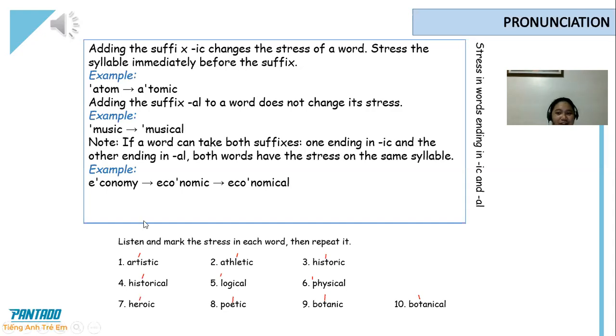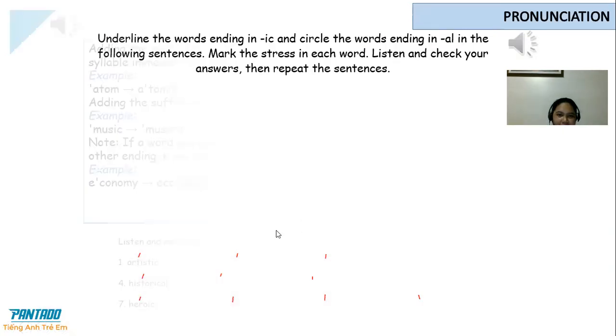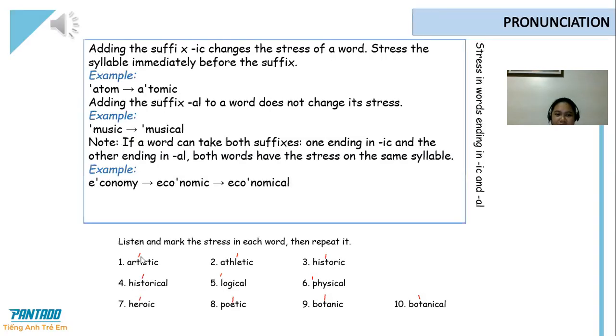Okay, so let's see if you got the correct answer. So we have artistic. Very good. We have athletic. Very good. We have historic. Good job. Number 4, historical. Good job. So as you can see, it's the same here. We change -ic to -cal. We also have logical. Very good.